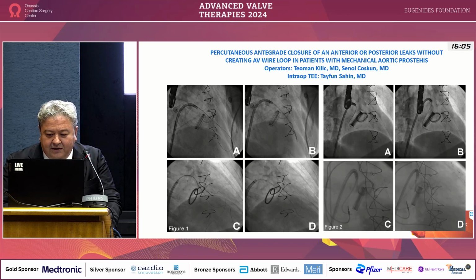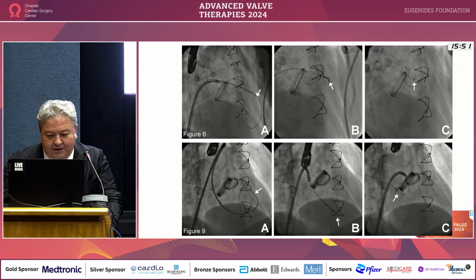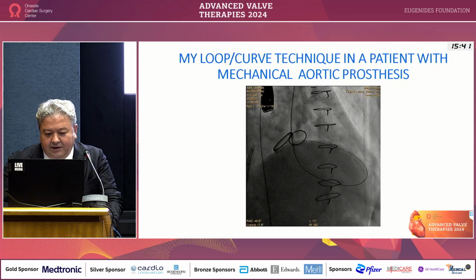a cut pigtail inside it, and try to find the exact localization of the posterior medial leak. Sometimes it works, sometimes it doesn't work, but it's a usual maneuver. And then in the first case, we used an ADO2 for the anterior leak, and in the other cases, we used AVP3 for closure of the paravalvular leaks.